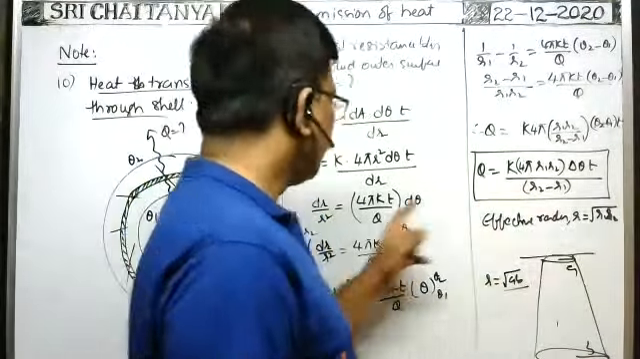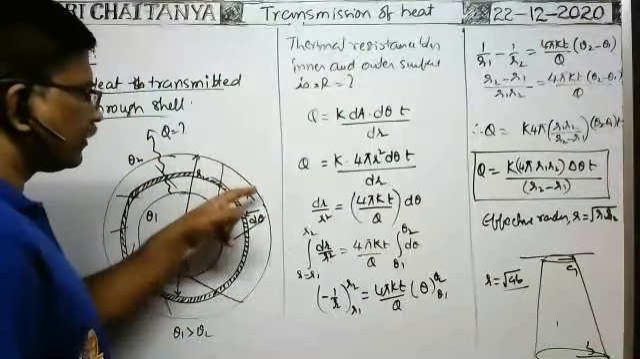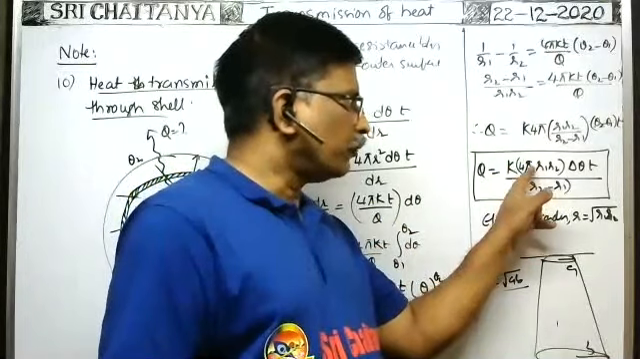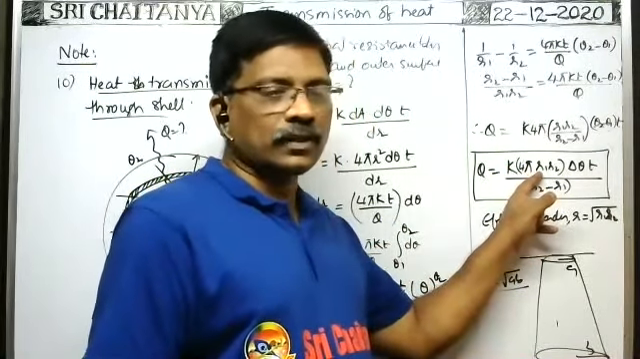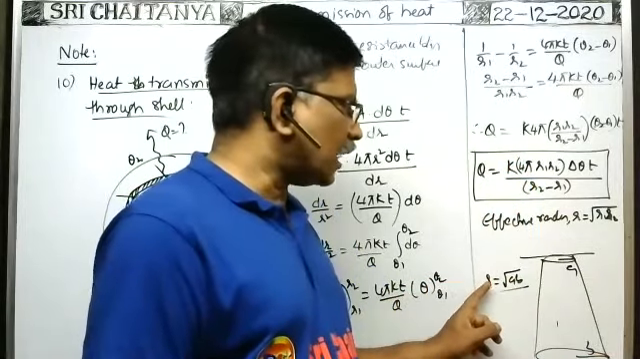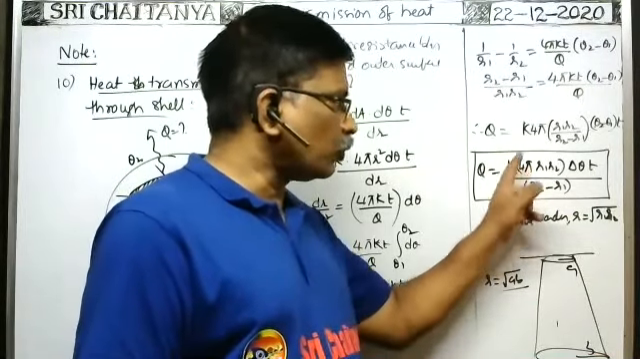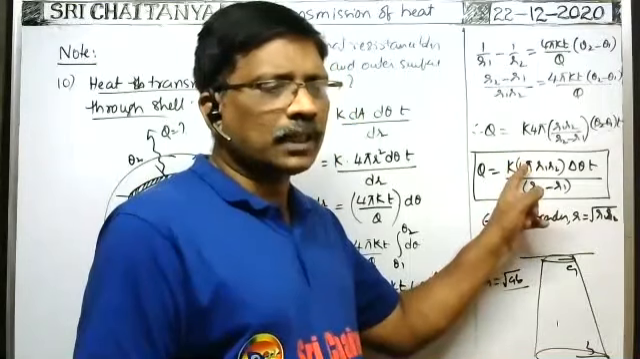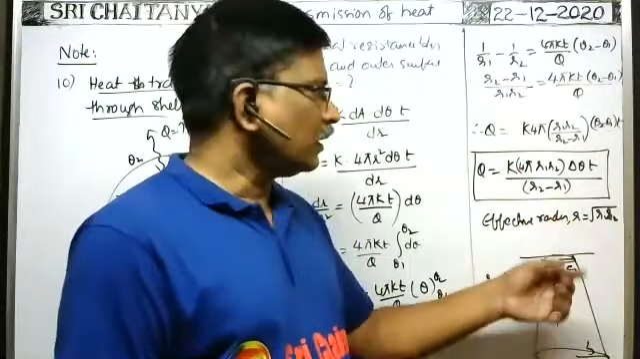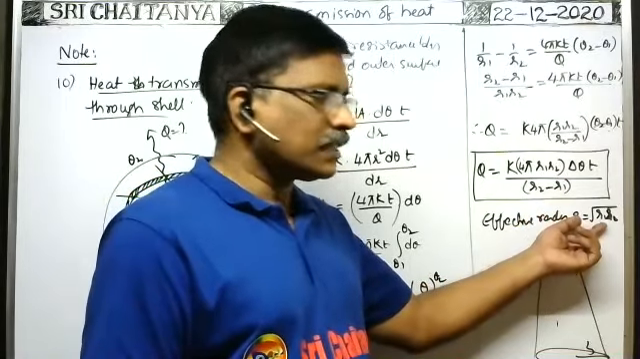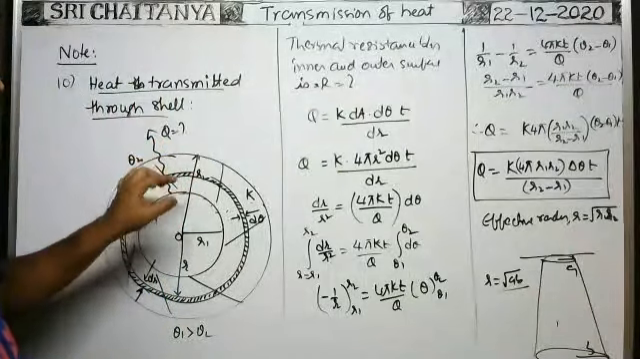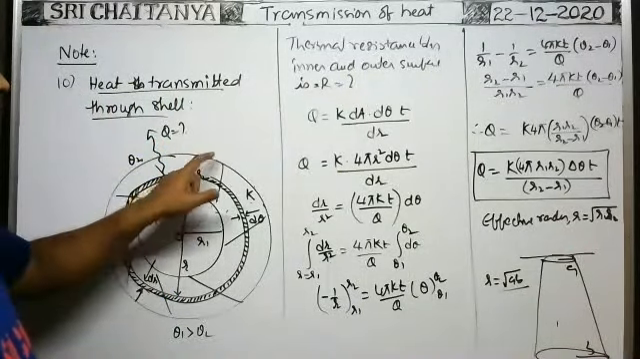Actually, the surface area of the sphere means 4 pi r square. Instead of r square, r1 r2 is there, which means r square is equal to r1 r2. So r is equal to root r1 r2. That r equal to root r1 r2 is the effective radius of the shell, having inner radius r1 and outer radius r2.